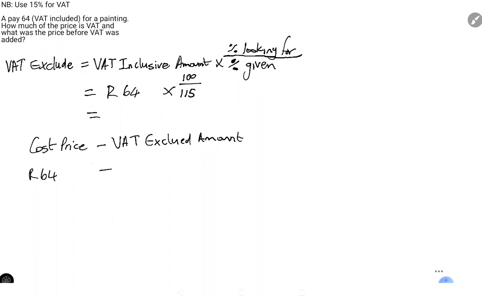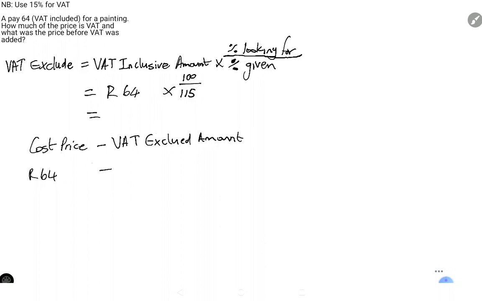Okay, so you'll see that I said use 15% for VAT. But you can just use 14% if the question says use 14%. But going forward, let's just stick to what it is, because it's 15% now. All right, let's read the question.